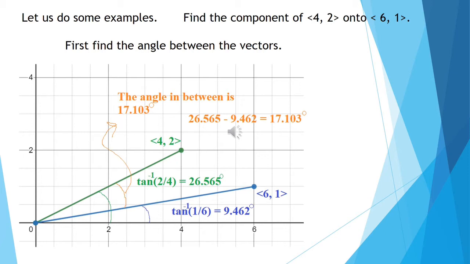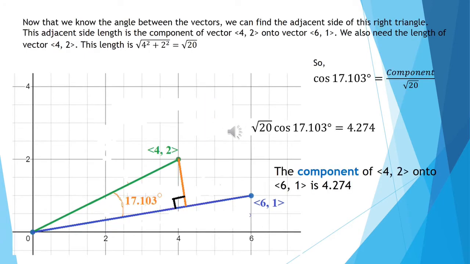If I take 26.565, which is the angle 4, 2 makes with the positive x-axis, minus 9.462, I get an angle difference of 17.103 degrees. So the angle in between those two vectors is 17.103 degrees. All I did was use the right triangle that is formed by each vector to find the angle each vector makes with the positive x-axis, and then I subtracted those two to find the angle in between.